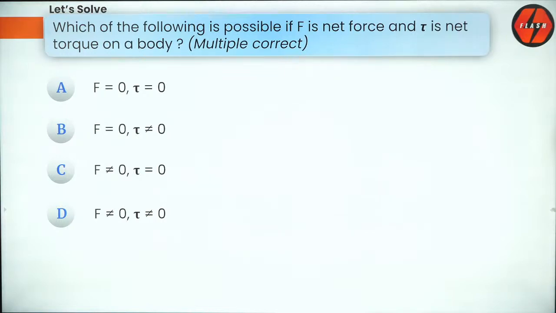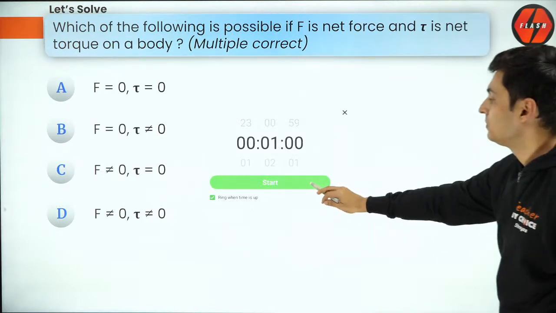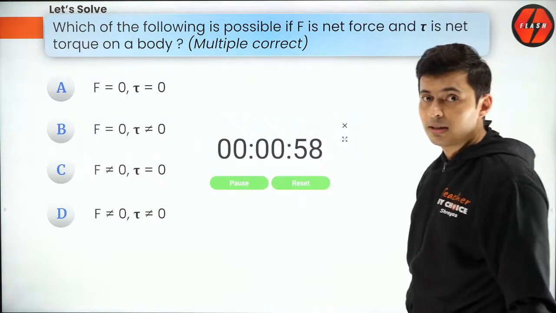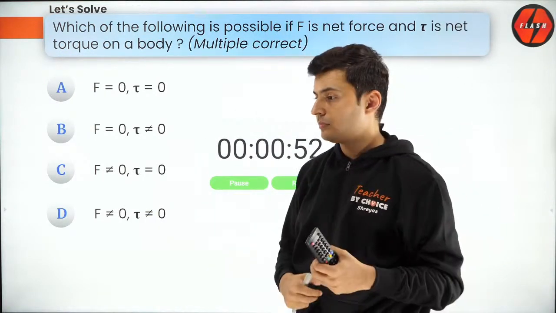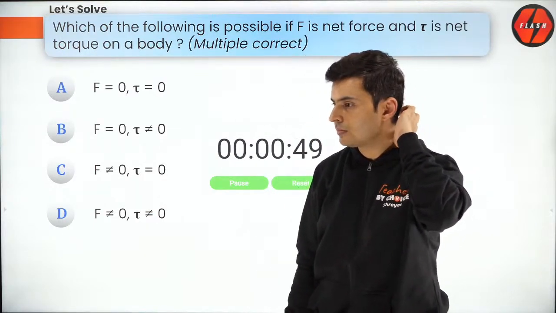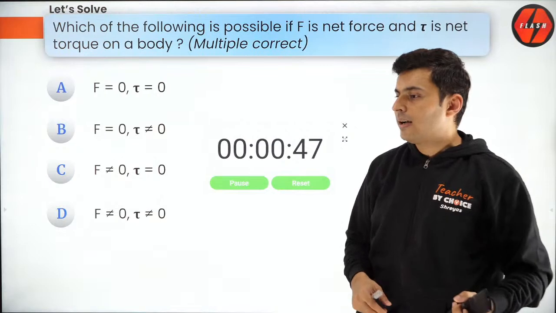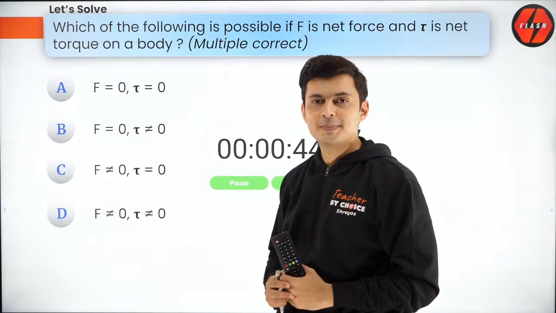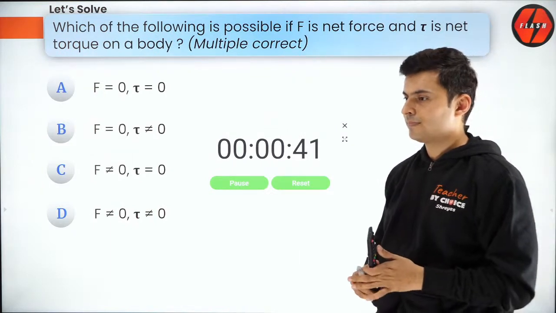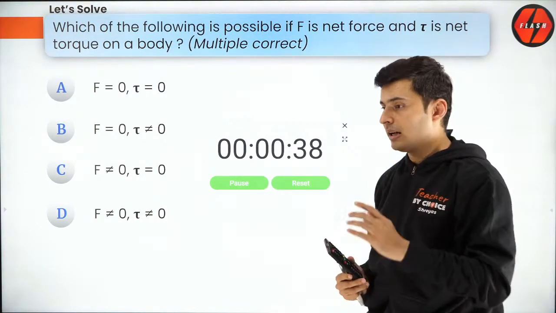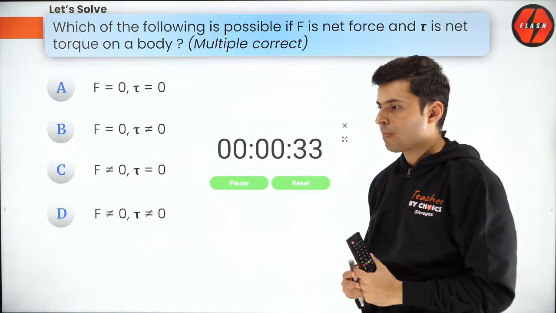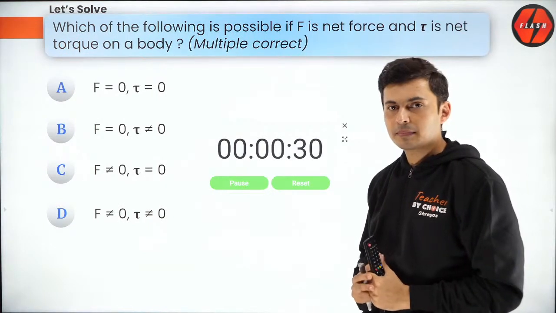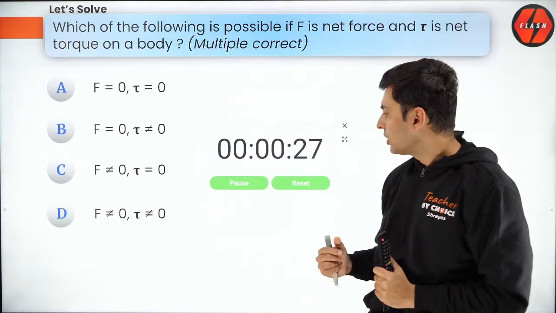Okay. So let's get going now. Which of the following is possible if F is the net force and tau is the net torque? Starting the countdown now. Which of the following? Multiple correct. These are multiple correct questions. Let's see how many of you get it. Type it out in the chat box. More than one can be correct. Come on, guys.